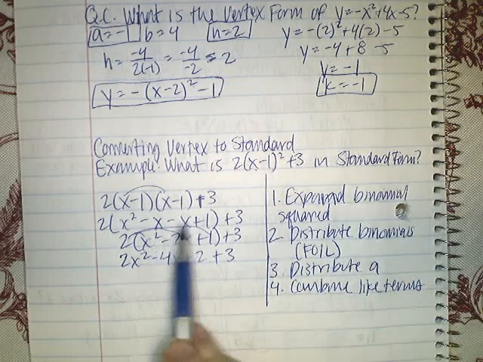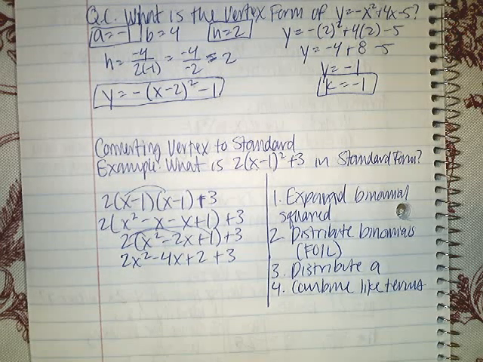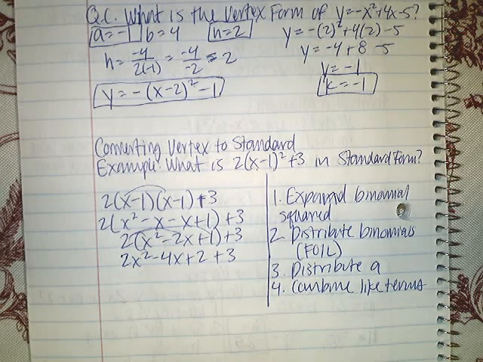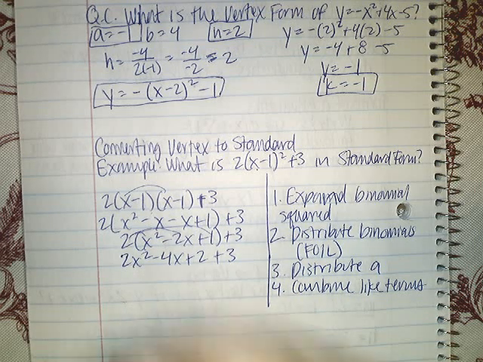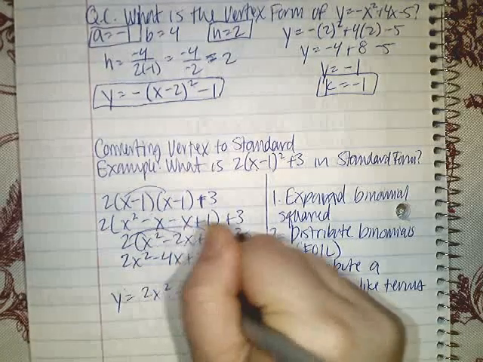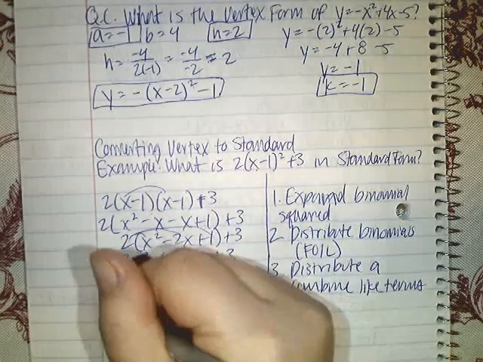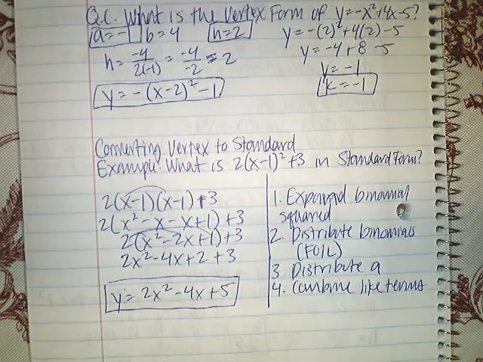So if you didn't combine these and you just distributed the 2 and then combined them, you would end up with the same answer. So it's all fine whenever you distribute the A, whether you combine in the parentheses first or second, it won't matter. You should end up with y equals 2x squared minus 4x plus 5. And that would be standard form from vertex form. So I'm not going to do a quick check for this one.